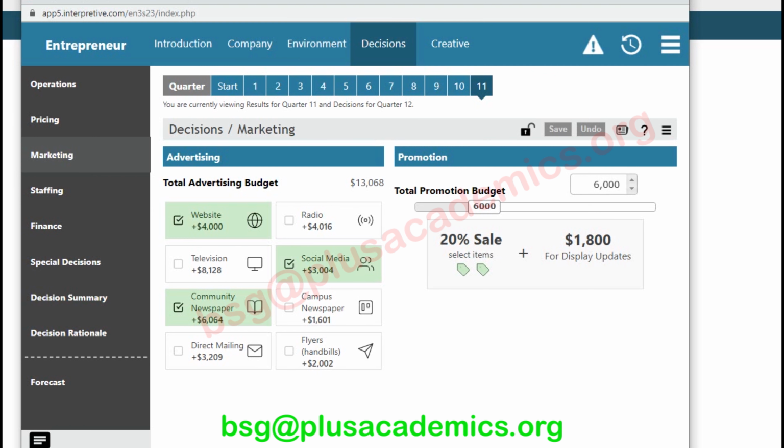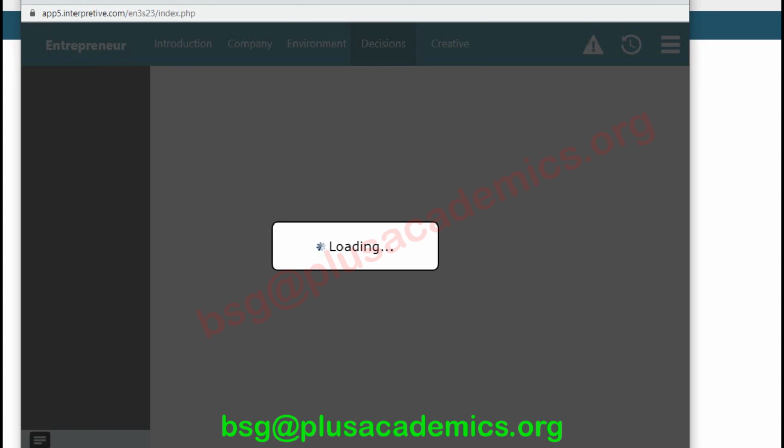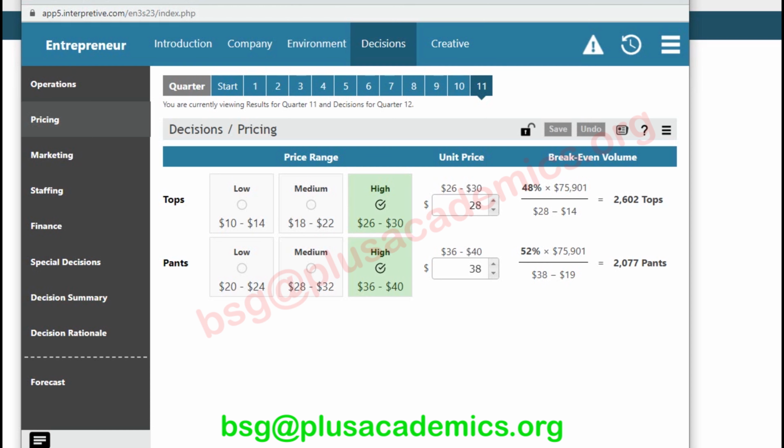Okay, now let's go to pricing. Because we have increased the advertising budget, there's a reason for us to increase our price a little bit, and that's why we are having 28. Previously we had 26 for tops, and we've also increased the price for pants from 36 to 38. And you can see the break-even points, or break-even units, for pants is 2079 and for tops is 2604.